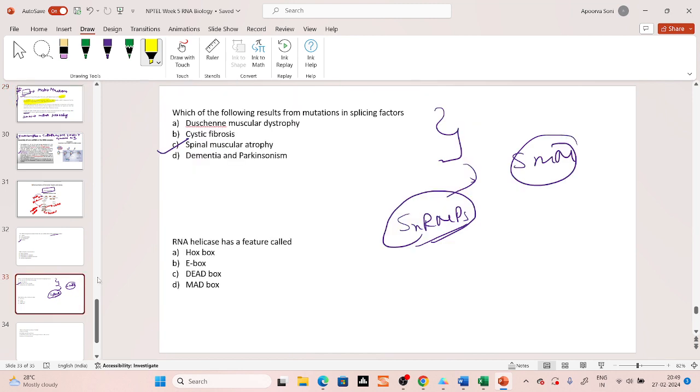Now we come to the options. Our options are spinal muscular atrophy, the one which is matching with it the most, spinal muscular atrophy. So this is the correct answer.